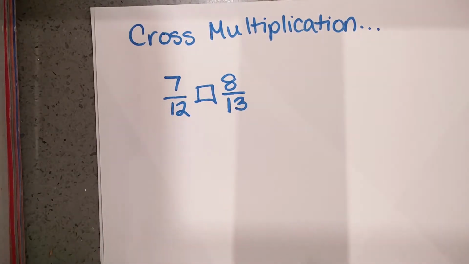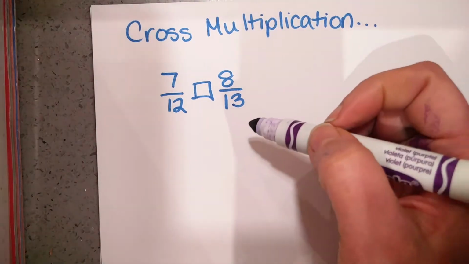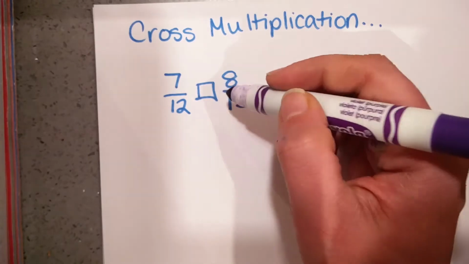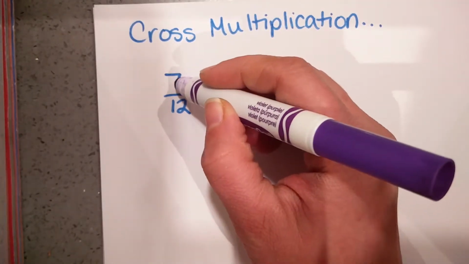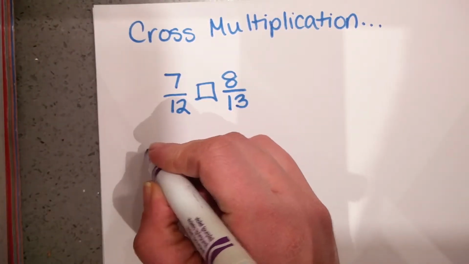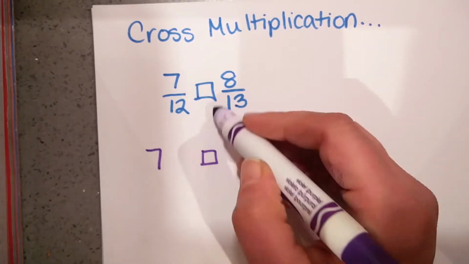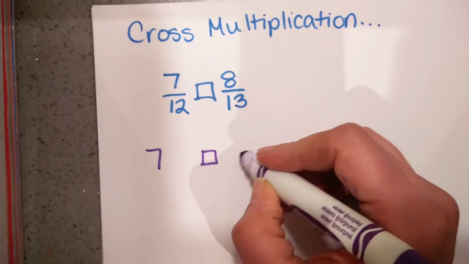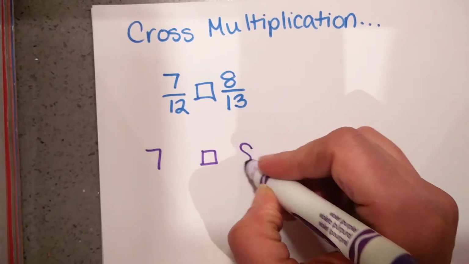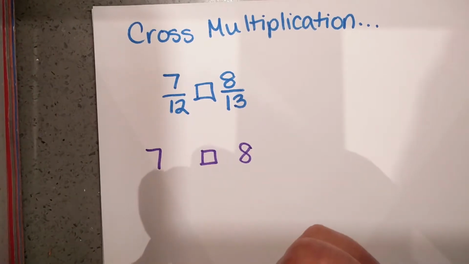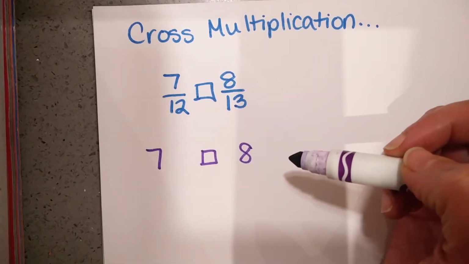Now, when I do cross multiplication, the thing that you need to remember is that the numerators are going to stay on the same side. So what I'm saying is there's a 7 on this side. We are going to keep the 7 on this side of our comparison. We have an 8 on this side. We're going to keep the 8 on this side. Make sure that the numerators stay on the same side when you're doing cross multiplication.